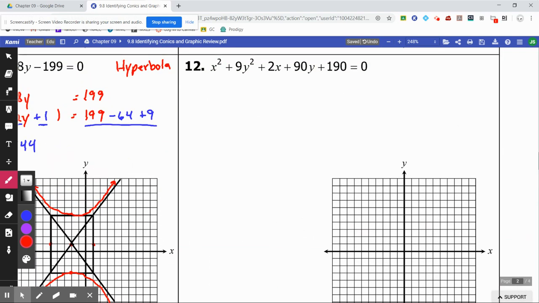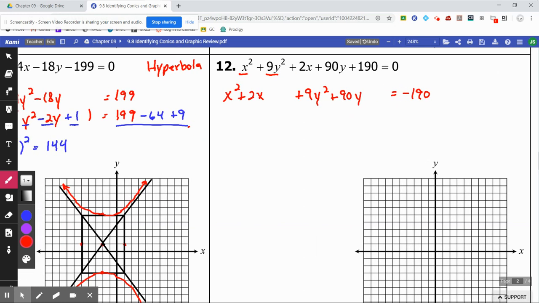Okay, the next one. Notice that your x squared and y squared, that the numbers are different, so this is going to be an ellipse. So let's group our x stuff. X squared plus 2x, skip a space, 9y squared plus 90y. Move the 190 over. And we do have to factor that 9 out before we can go any further.